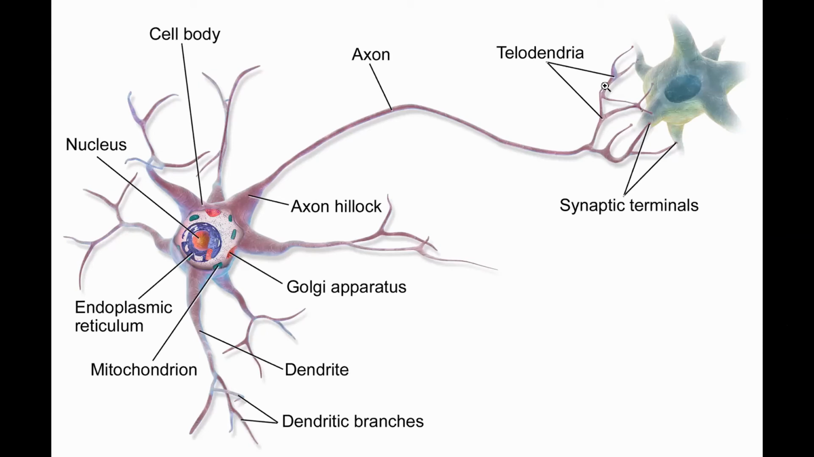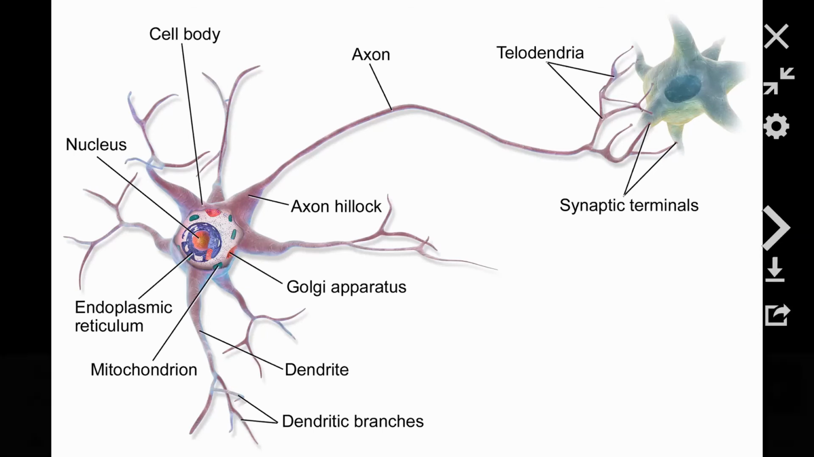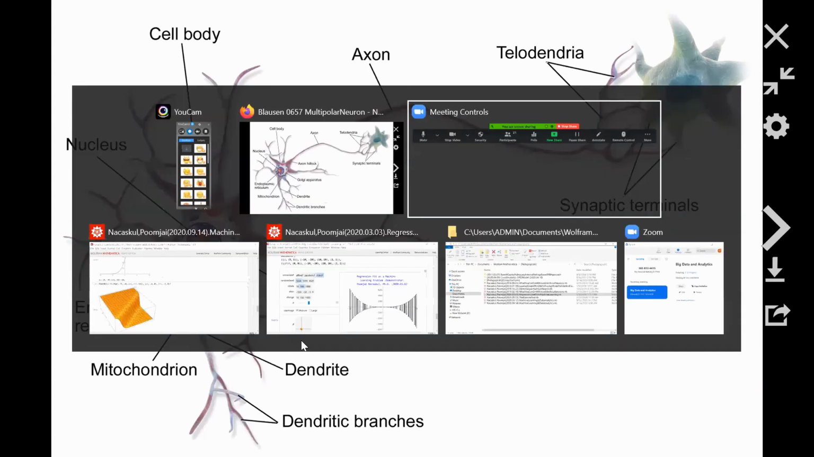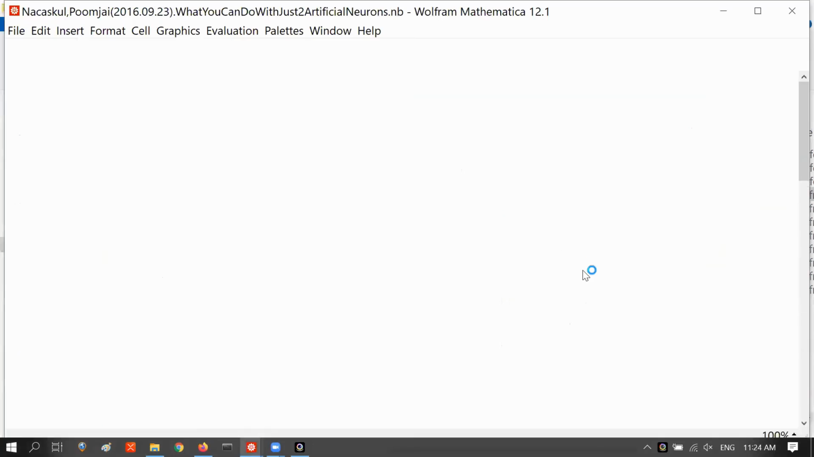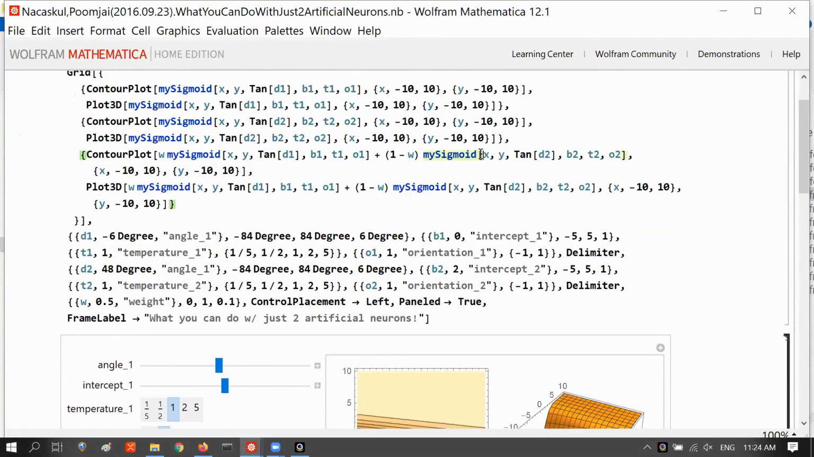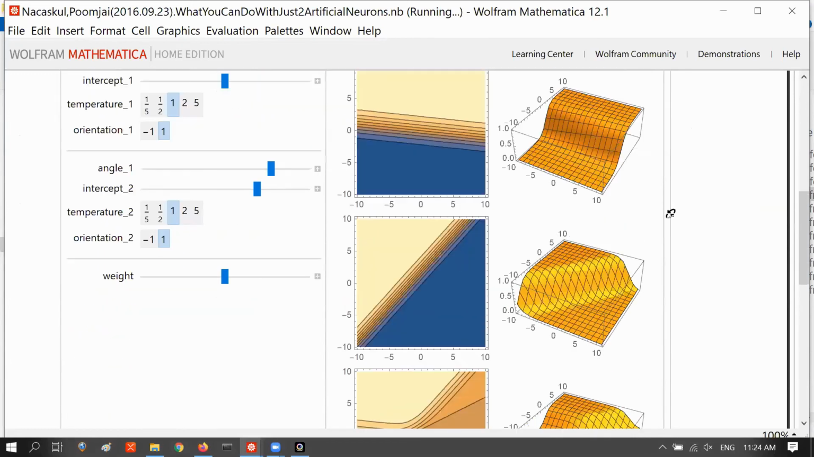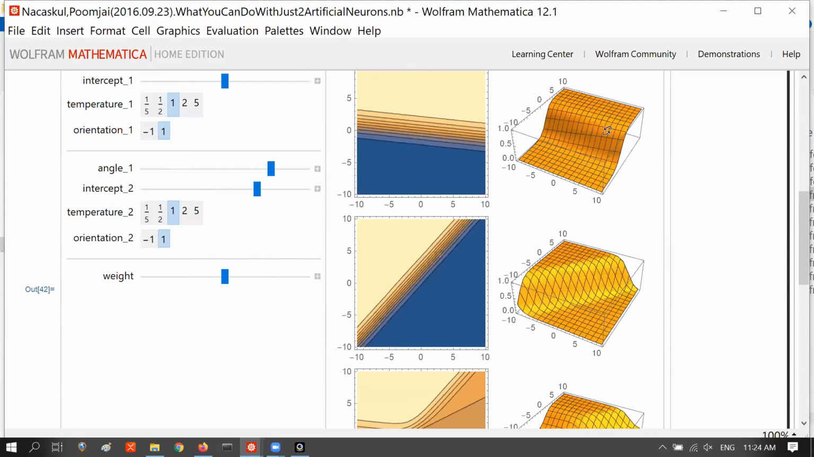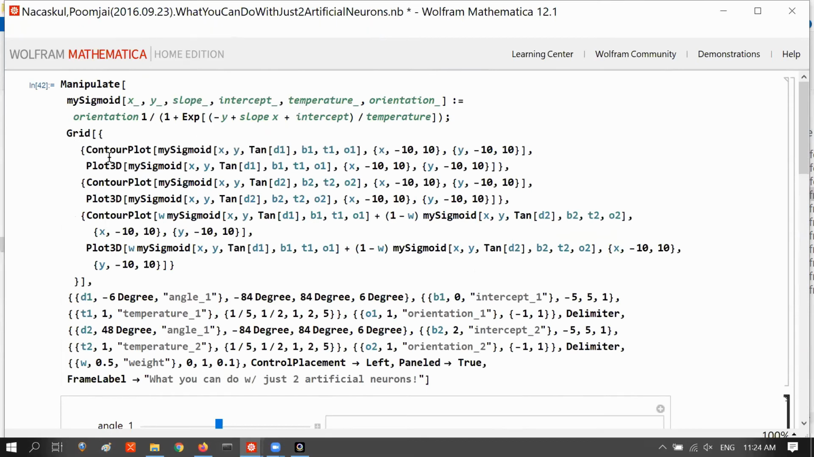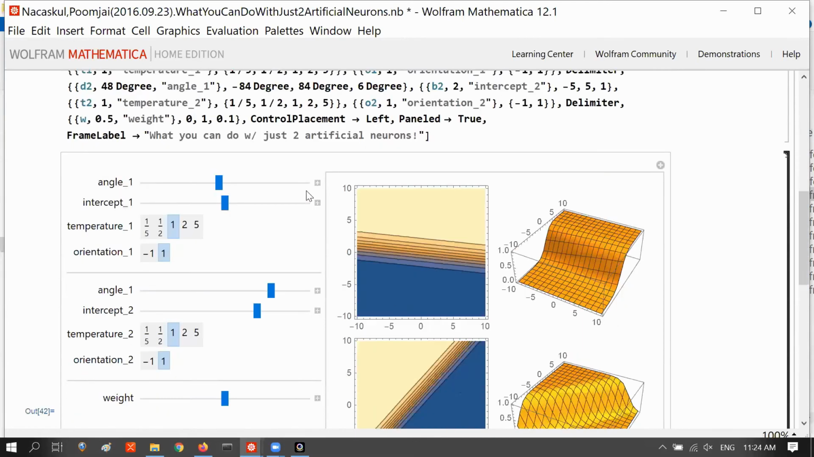Right. So that's that. If you imagine that this is what 1 neuron can do, let's imagine a little bit further. Let's go to what you can do with just 2 neurons. This one is the same thing as what we saw before, except I make 2 plots. One is 3D, one's a contour plot. You can see in Mathematica, it's called ContourPlot. The other one is Plot3D, right?